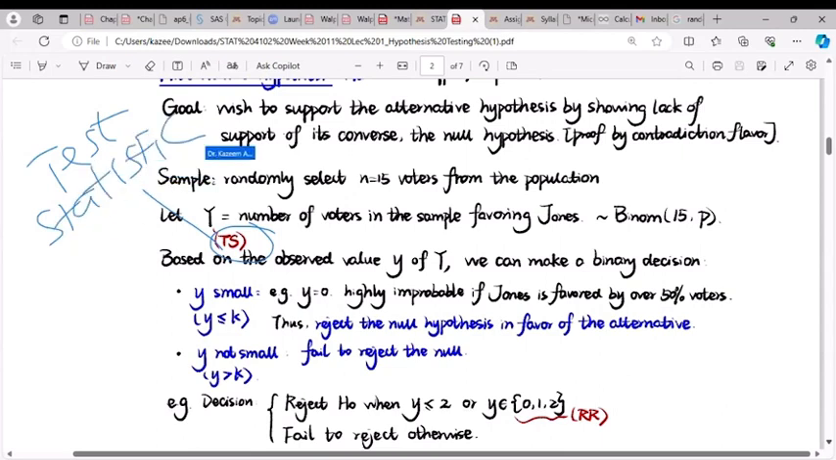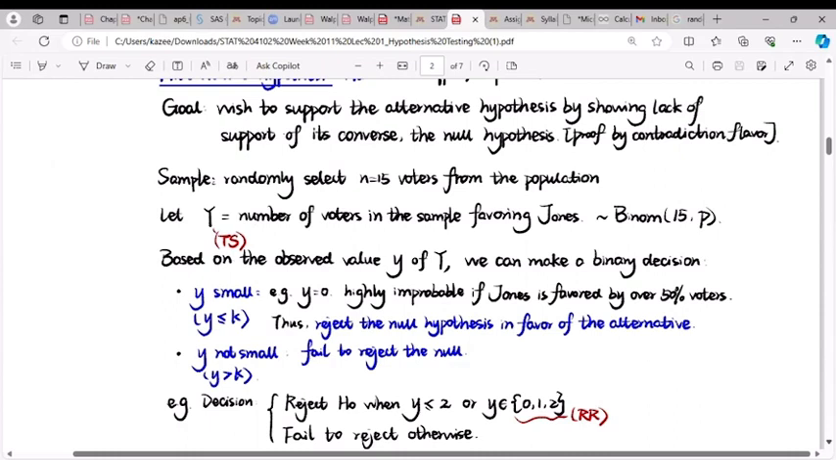The test statistic now is actually going to be, we really want to know what we're going to come out with a particular number. We're going to have a threshold, and in a sample, if the value is greater than this or less than this, we'll be able to take our decision. But right now, the test statistic will be the number of voters in the sample favoring Jones.